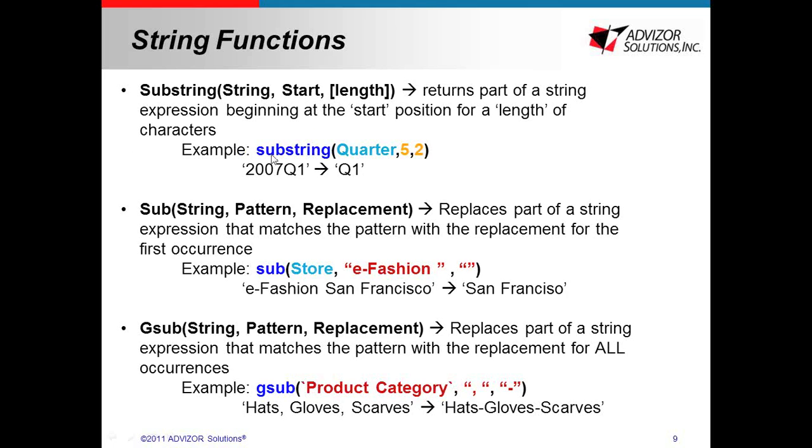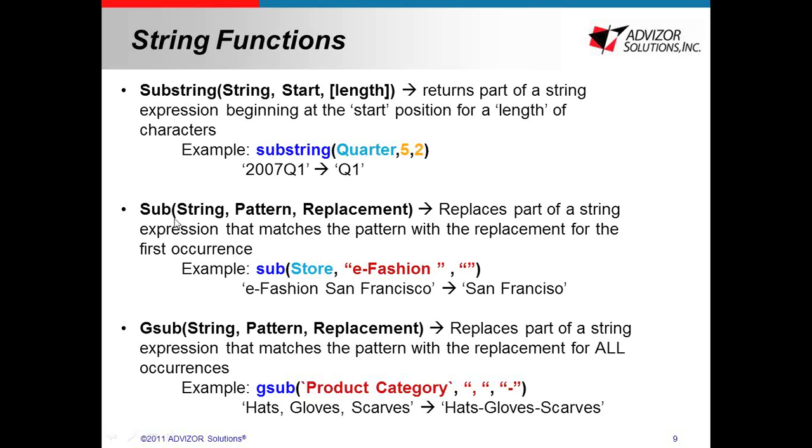For example, if you had a field for quarter and it had the year and quarter, like so, and you just wanted to get the quarter out, you could use the substring function. You would type substring, the field, which is quarter, the start position, which is 5, because if you count the characters until the start of the quarter portion of the string expression, it's 1, 2, 3, 4, 5. And for a length of 2, so 1, 2. Since Q1 is at the end, I could have left out the 2 and I would have gotten the same result.